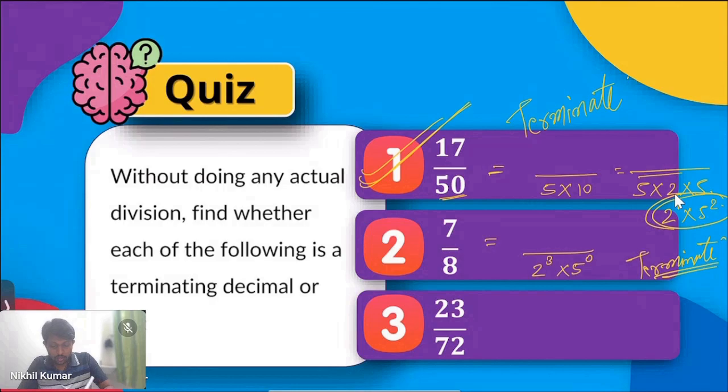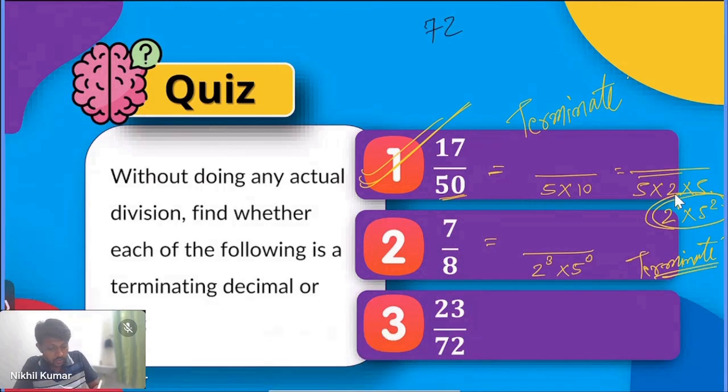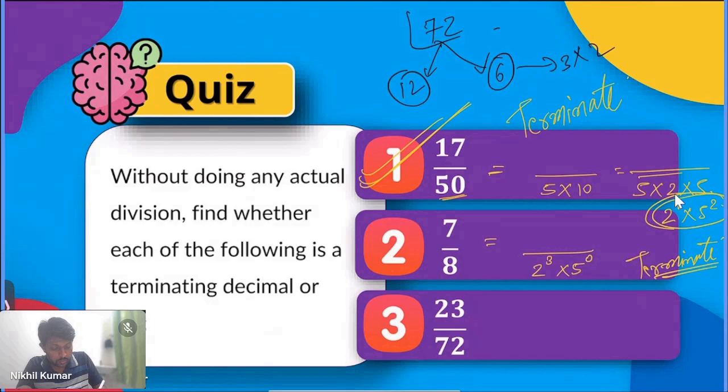I'll help you factorize 72 if you want. So, 72, 12 into 6 is 72. Let's use the factor tree. This will be 3 into 2. This will be 2 into 2 into 3. Right? So 72 will turn out to be 2 cube into 3 square. You tell me whether this will terminate or not.